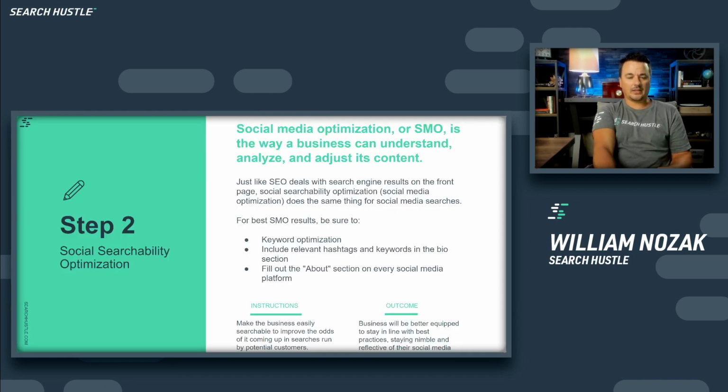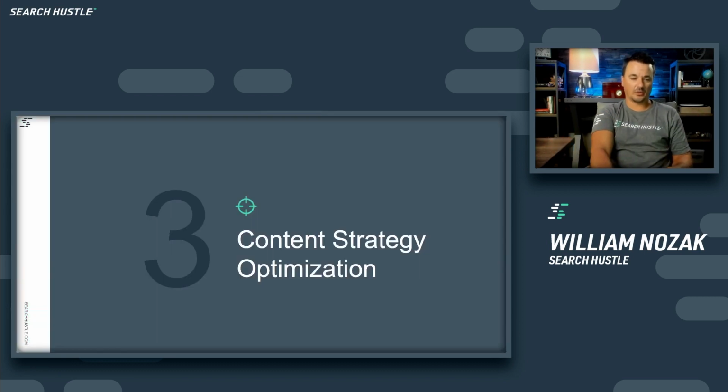Social searchability optimization. This is from keyword optimization, topic optimization, image optimization. We want to do hashtag optimization, profile optimization. Optimizing social media is super important, especially as we grow our brand and we start to get followings.